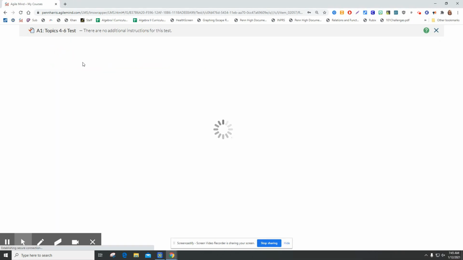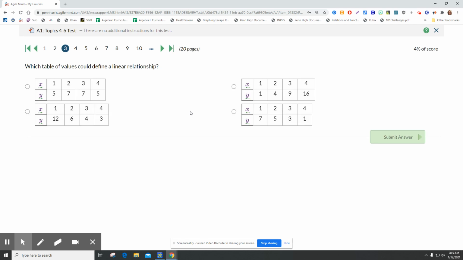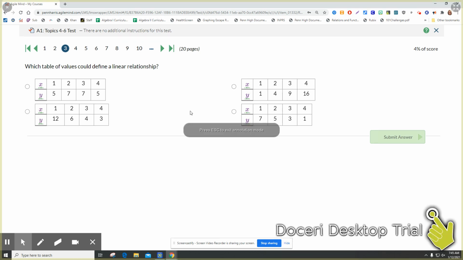And then number 3. On number 3, they want to know which table could define a linear relationship. Now, again, guys, linear relationship means that as my y values rise, my x values rise at a constant rate. It doesn't have to be the same number, it just has to be constant, meaning that the change in between each one is the same. So if I look, just for example, at this first one, the change between here is 1, 1, 1. So far that's good. But if I look here, I go up 2, 0, and then down 2.